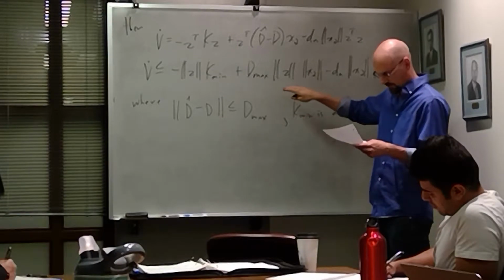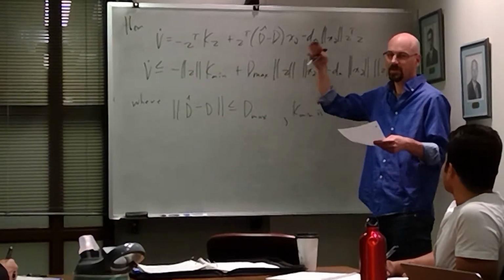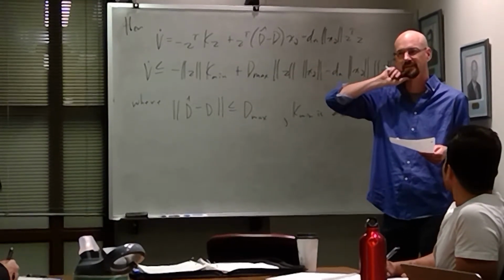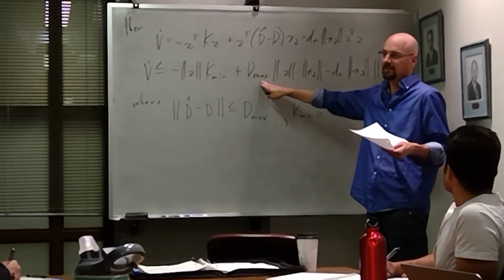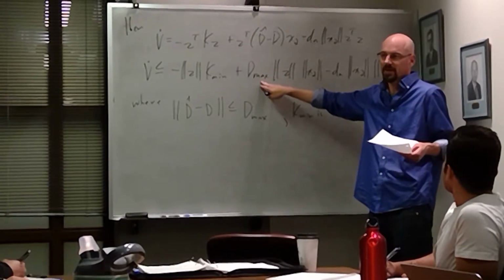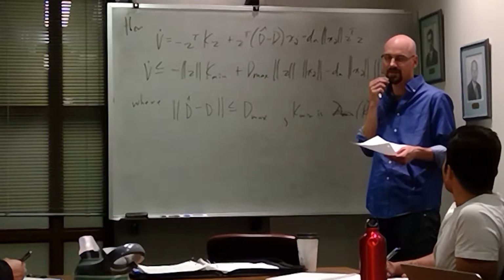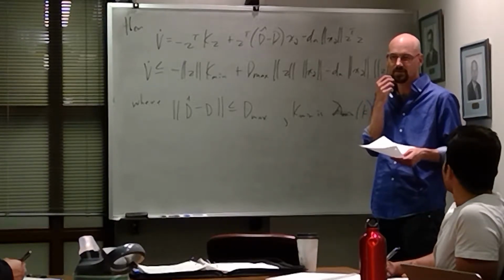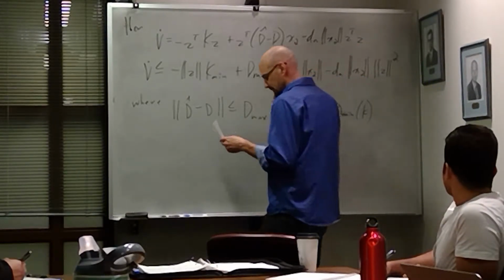In this case, I don't actually have to know Dmax. Last time I had to know what Dmax was to design the control. In this case, if I know the value of Dmax, I can analyze the stability, but I don't need it to actually design the control. Okay. So that's kind of the difference here.